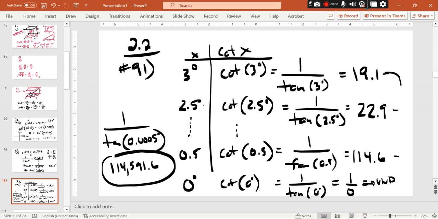So cotangent, as the angle gets closer and closer to 0, the cotangent function goes where? Goes to where? Infinity. Absolutely. It's getting bigger and bigger and bigger.